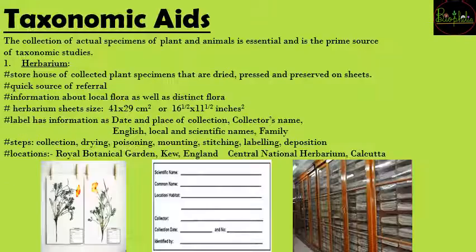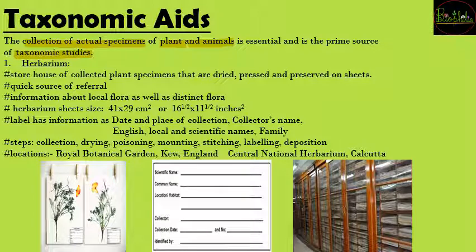Moving on with the last major topic of this chapter, that is taxonomic aids. Taxonomic aids क्या होते हैं? Whenever you are going to study anything regarding taxonomy, in that case you need to collect some actual specimens that can be related to plants or related to animals. And because of these collections and you store it somewhere, these are called as taxonomic aids.